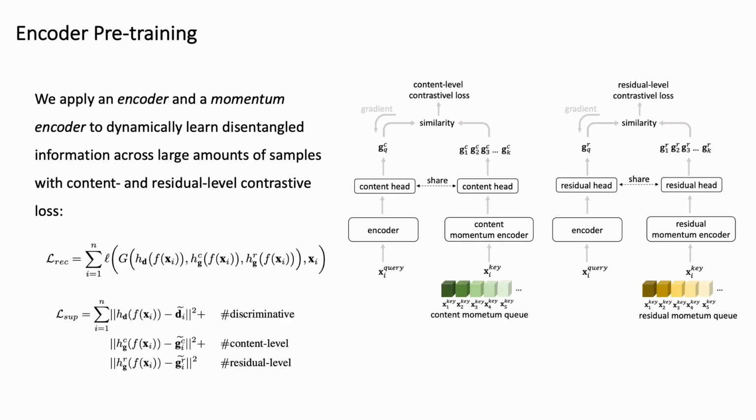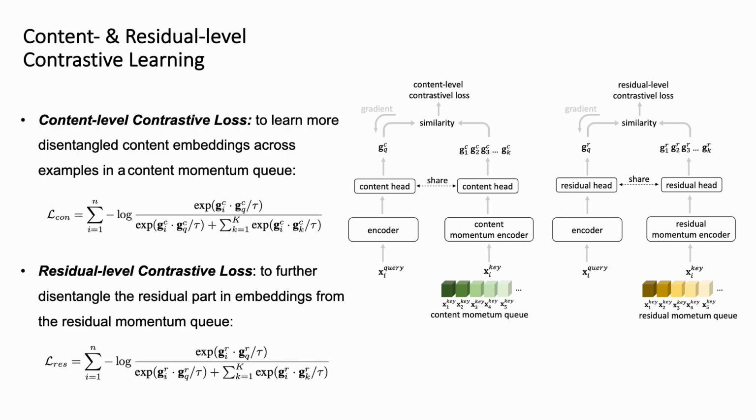For encoder pre-training, we apply an encoder and a momentum encoder to dynamically learn disentangled information across larger amounts of samples with content and residual-level contrastive loss. So for content-level contrastive loss, we want to learn more disentangled content embeddings across examples in a content momentum queue. For residual-level contrastive loss, we want to further disentangle the residue part in embeddings from the residue momentum queue.